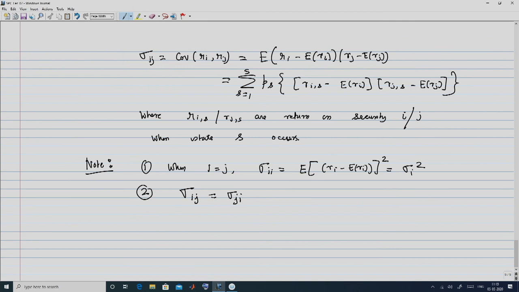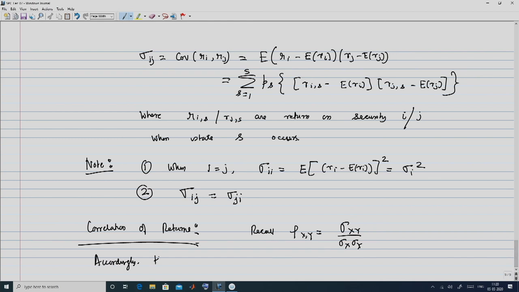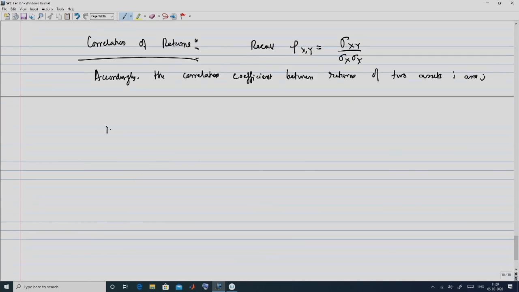Alright, so we now come to the last concept, which is a fallout of the covariance of returns, and that is the correlation coefficient. So, the correlation of returns. Recall that the correlation coefficient rho xy between two random variables x and y is sigma xy over sigma x into sigma y. So, accordingly, the correlation coefficient between returns of two assets i and j is given by, and I will denote this by rho ij, sigma ij over sigma i into sigma j.